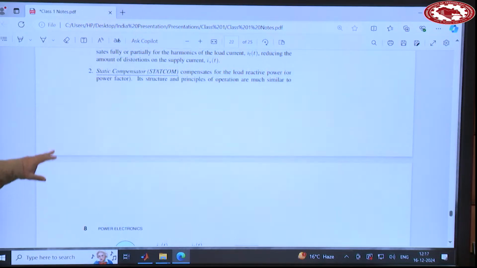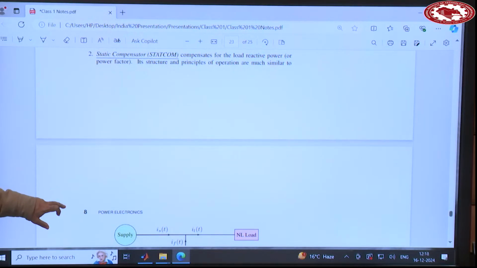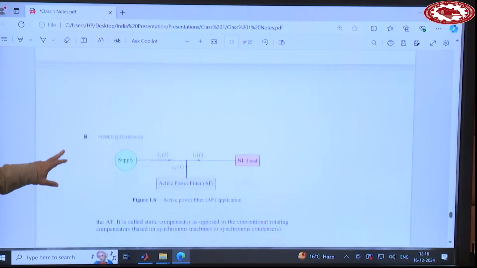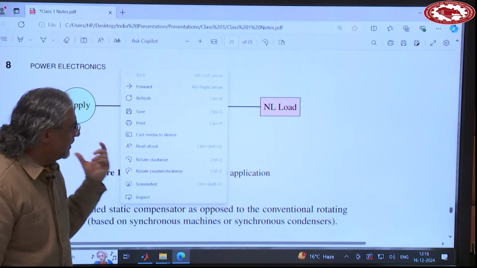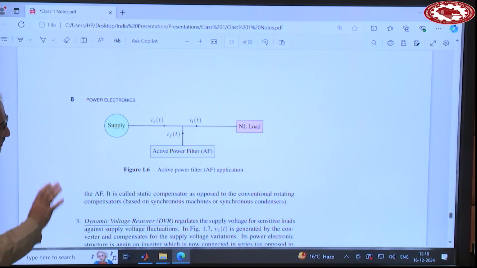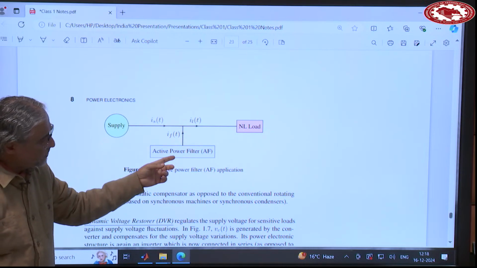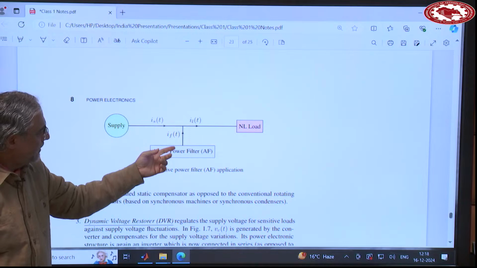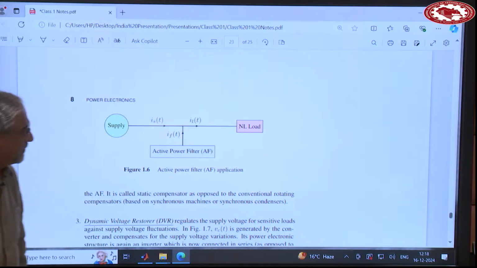A static compensator, or a StatCom, is very similar in terms of operation to an active power filter, so the same concept here, but it's basically used for reactive power. Reactive power is also something that we don't like in many applications, especially if it's a large industrial load. So if you can provide that reactive power locally using a converter here, which is called a static compensator, then this current remains only active current, not reactive current.